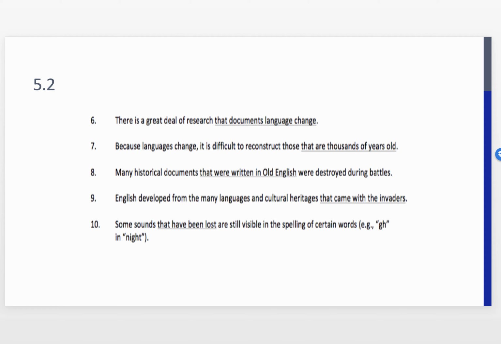It's modifying. Same is true with 8. Well, what kind of documents? Documents that were written in Old English. Number 9, which cultural heritages that came with the invaders. And then 10, which sounds that have been lost. Those sounds that have been lost. Those are the ones we are interested in.